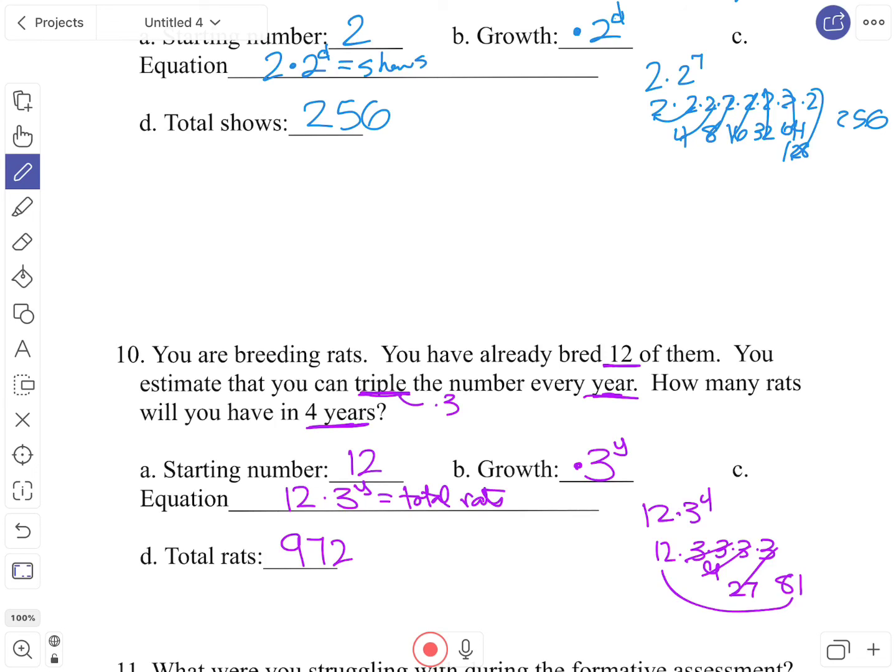All right, so hopefully taking a look at these has helped us to see a little bit better how to make equations from story problems, and looking at that starting number and that growth and understanding what we're doing to create the equation, and then how to use it to solve things, okay?